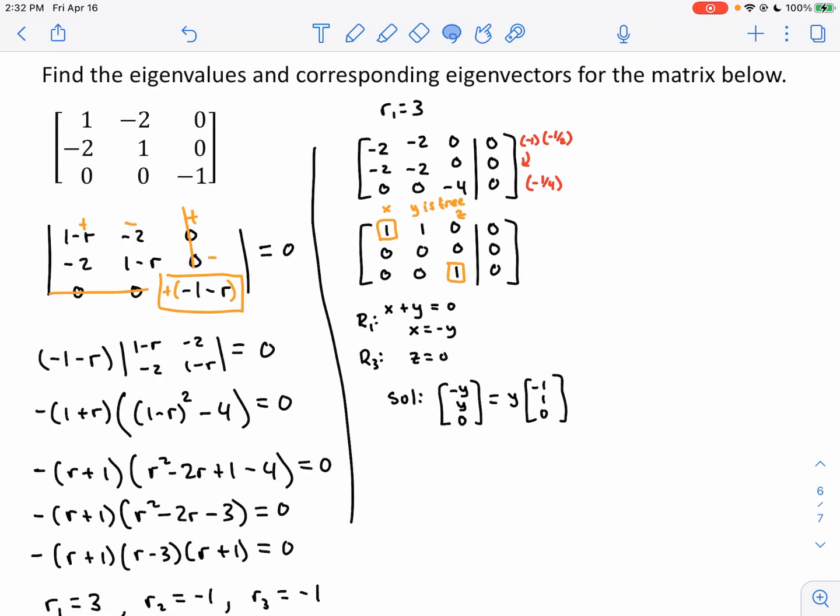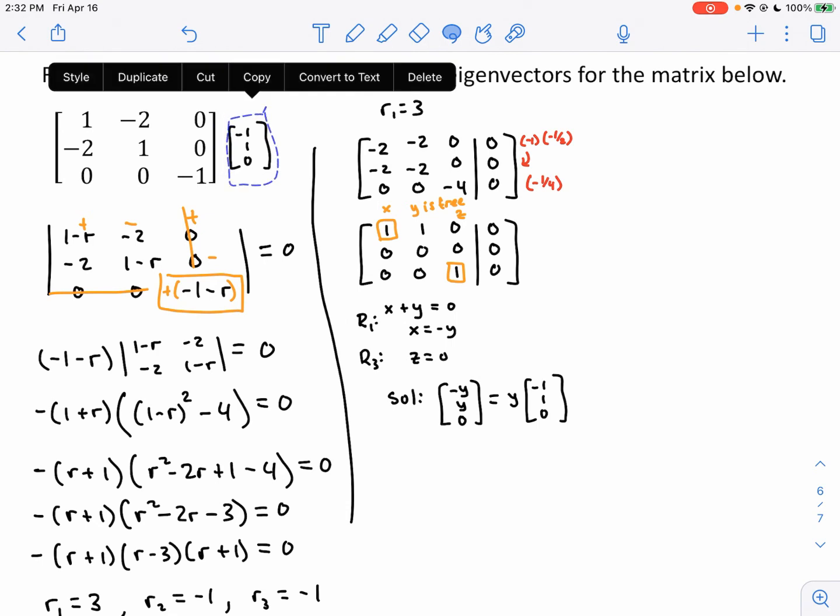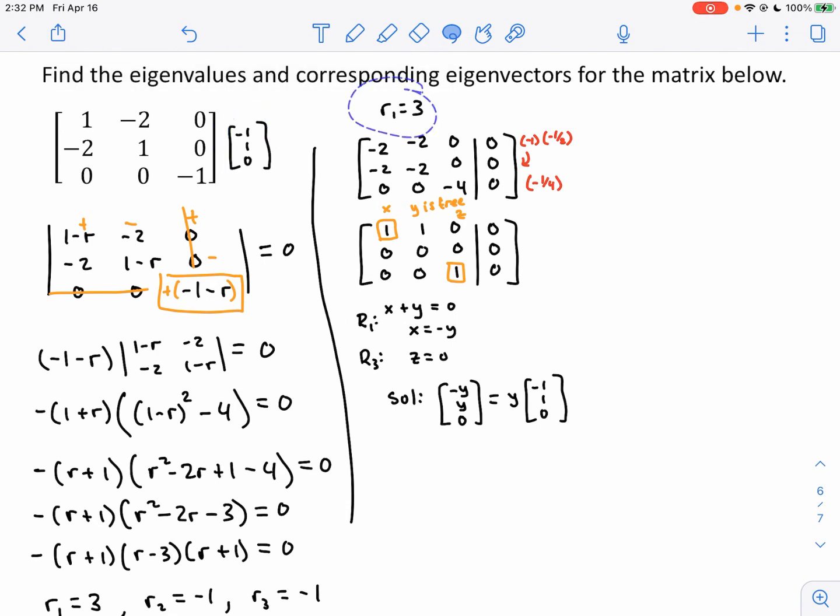So you can guess now, if you were to take this vector and multiply it to this matrix, you should get 3 times the size of this vector. So I can predict right now that I'm going to get -3, 3, 0 when I do this.